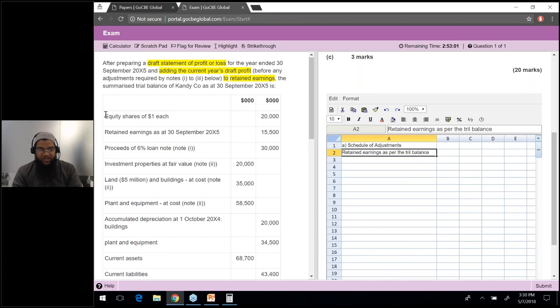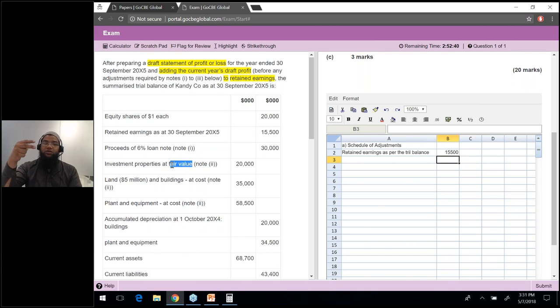So the question has given us equity shares of 20,000, retained earnings closing of 15,500. This is from where we need to start. And proceeds of 6% loan notes being 30,000, investment properties at fair value. Investment properties means IAS 40. And the investment property has actually two models, the cost model and the fair value model. So this investment property is being measured at the fair value model.